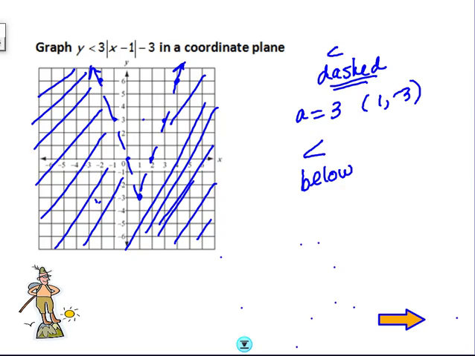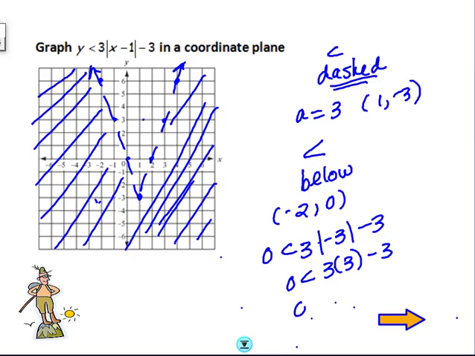Alright, something in the shaded region. Can't use 0, 0 this time, or anything on my absolute value graph. Let's use negative 2, 0. I like to use zeros when I can. Alright, plug it into the original. Negative 2 minus 1 is negative 3. Absolute value of negative 3 is 3. 3 times 3 is 9, minus 3, which is 6. 0 is less than 6. That's true, so I shaded it correctly.